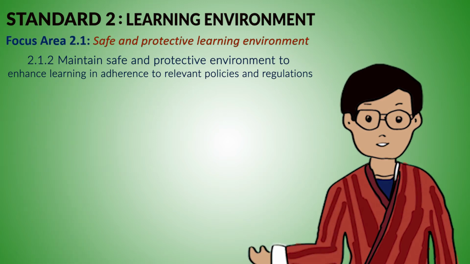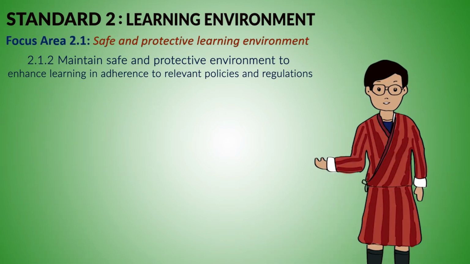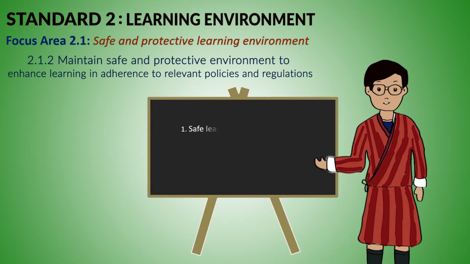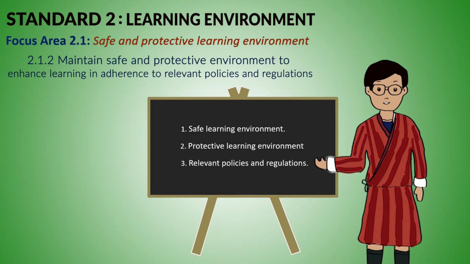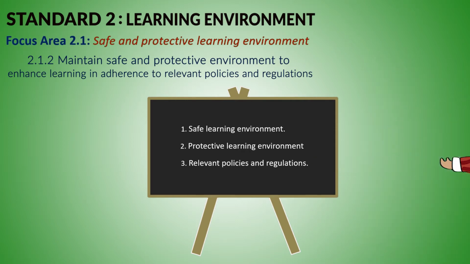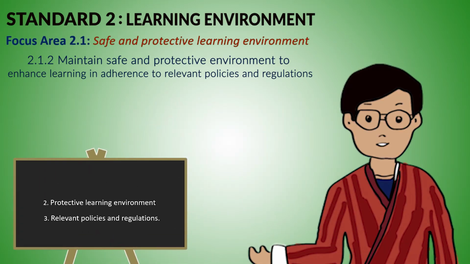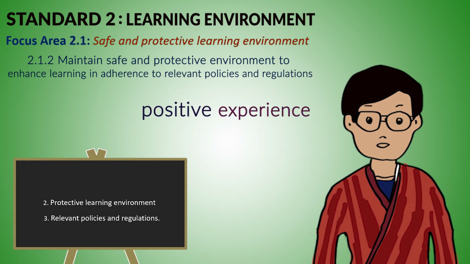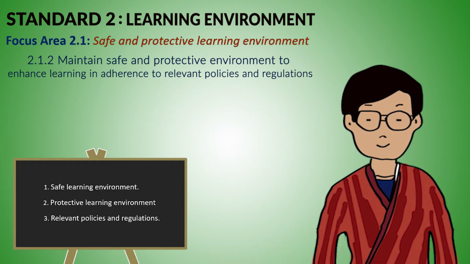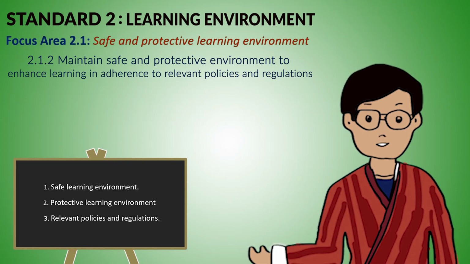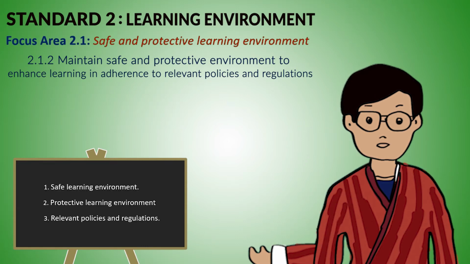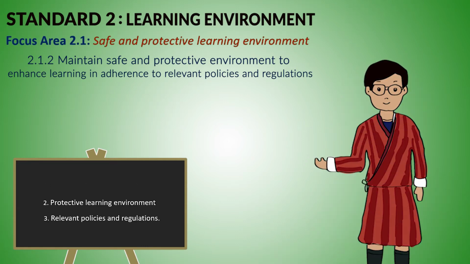For a teacher to fully appreciate the indicator, it is important to understand these key concepts: safe learning environment, protective learning environment, and relevant policies and regulations. Safe learning environment involves every aspect of creating a positive experience for learners. The physical space is one important element, but equally important are the relationships between learners, teachers, and the learning community as a whole.